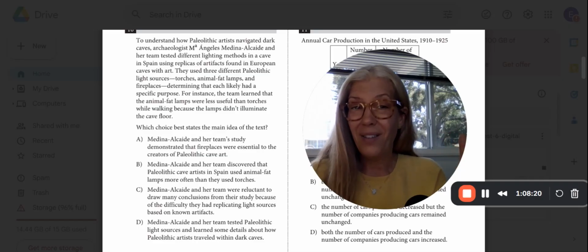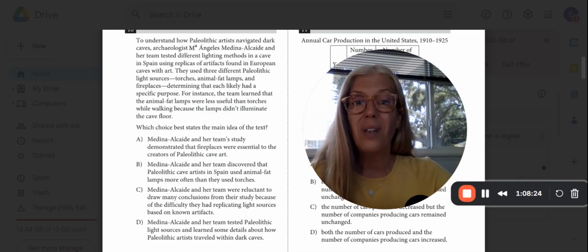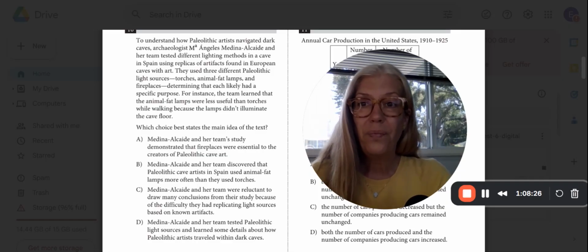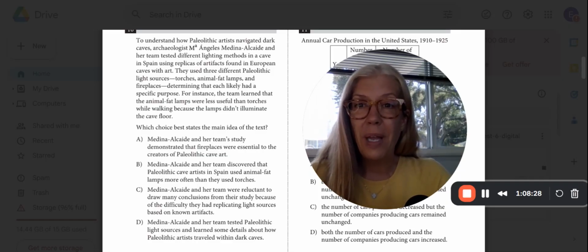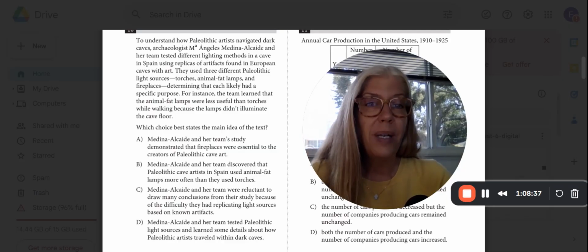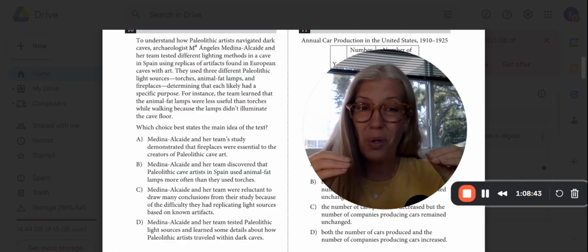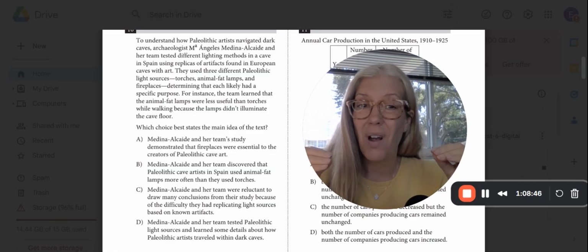This is main idea. So this is like, what is it mostly about? We want to be very careful that we're focused on what is it mostly about. So to understand how Paleolithic artists navigated dark caves, I'm not going to reread the whole thing. What I actually want to look at is that the em dash gives us a really good clue. So they tested different light sources. We're not going to go so specific about what those light sources are, but they tested different light sources in dark caves.